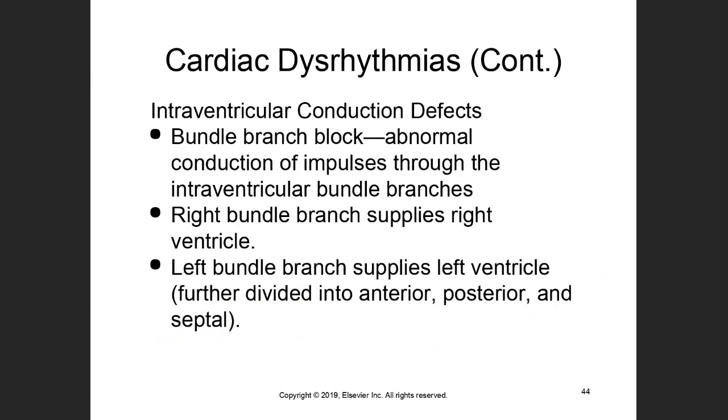Now we have interventricular conduction defect, bundle branch block, an abnormal conduction of the impulse through the interventricular bundle branch. We have right bundle branch block and left bundle branch block. Both you're going to see in the EKG, and you could Google it and put EKG with bunny ears, because that's the description. You are going to see bunny ears in the EKG, and that's the bundle branch block. According to the side that has the bunny ears, it is either right or left.